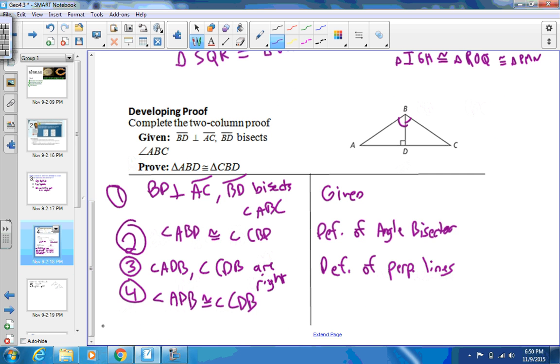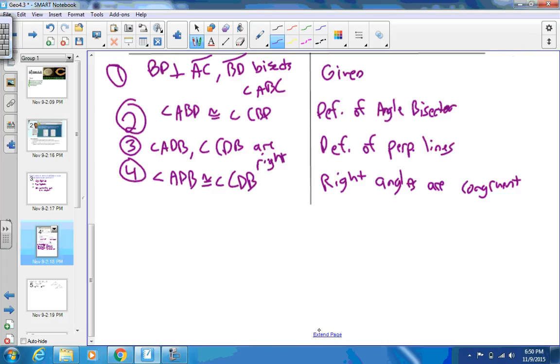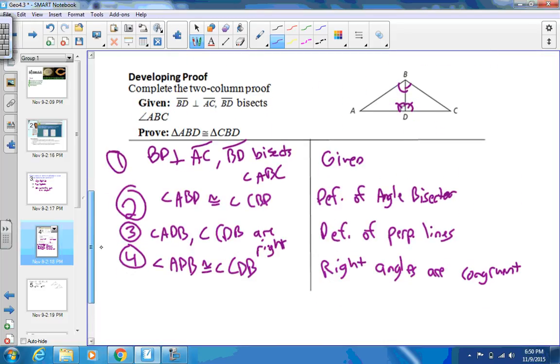I don't know if we have a theorem for that, but if not, we will. But right angles are congruent. So you have those two angles, like this would be congruent to this. And we're looking for the side between them. So we're looking for BD.